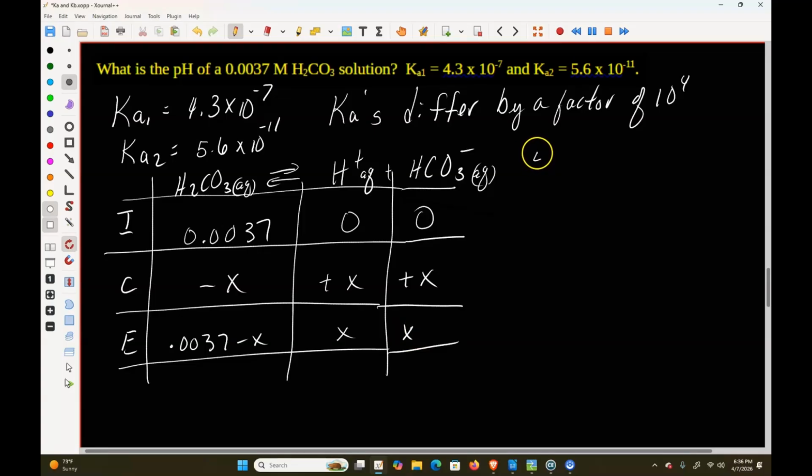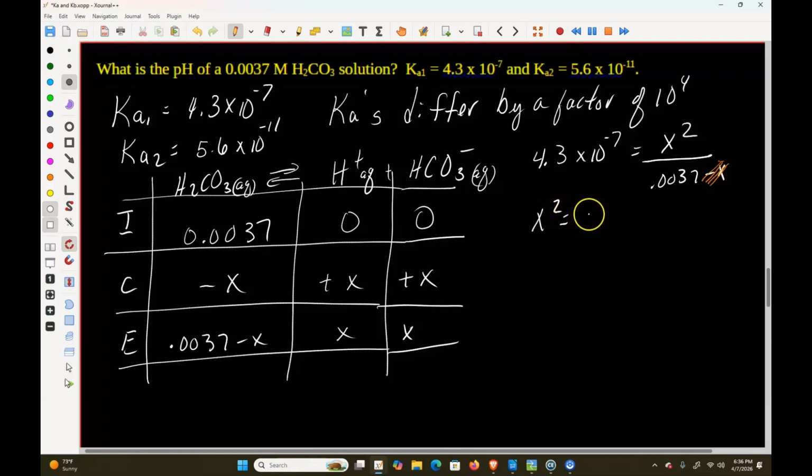So my Ka1 is 4.3 times 10 to the negative 7, equals x times x, x squared over this, which is 10 to the negative 3rd power. Negative 7, that's 4 powers of 10, so I'm pretty safe by not doing this, okay? Because subtracting x is so small, it's not going to have an appreciable effect.